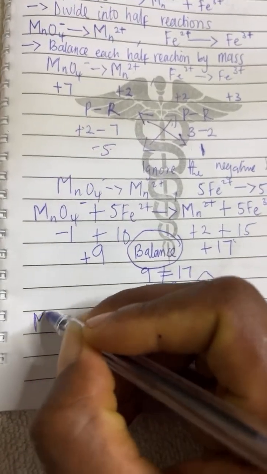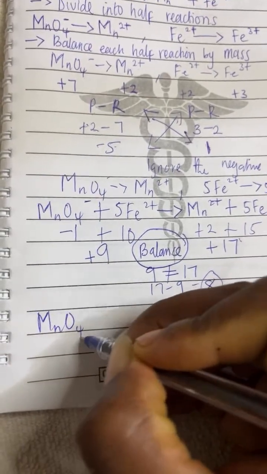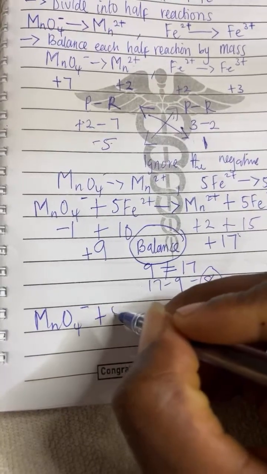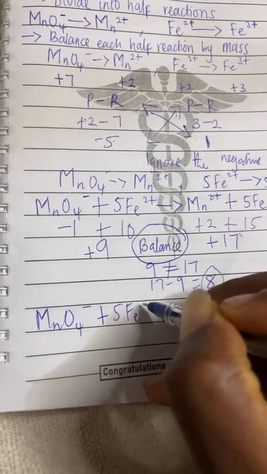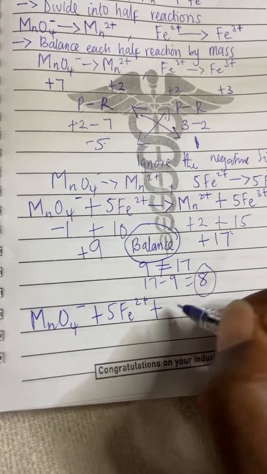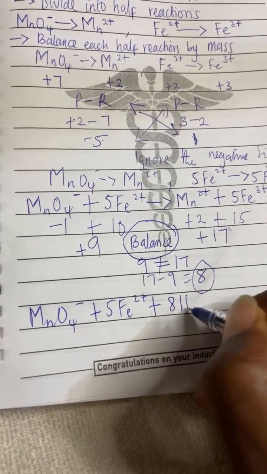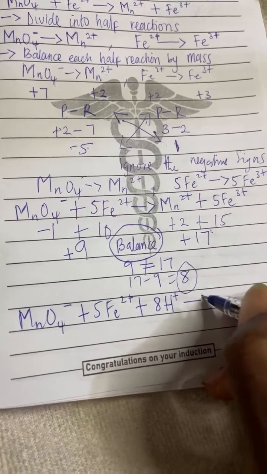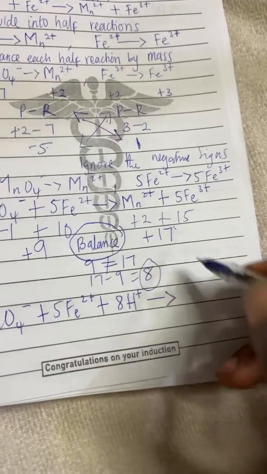So what we just have to do is to add 8 to this side so that it can be balanced with this side. So now, 8 moles of hydrogen ion. MnO4 minus plus 5Fe2 plus, now we add our 8 moles of hydrogen ion, right? To give what? To give us Mn2 plus.